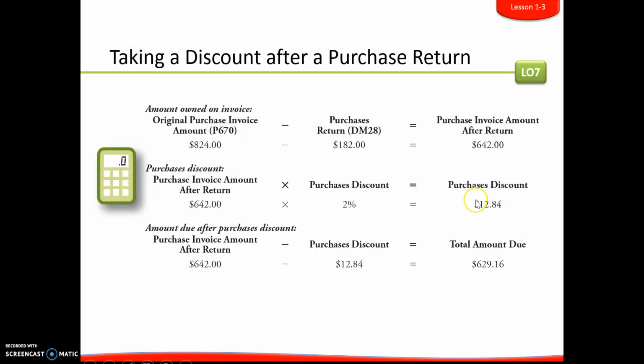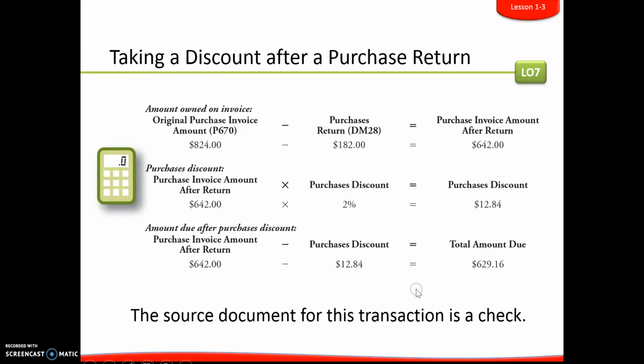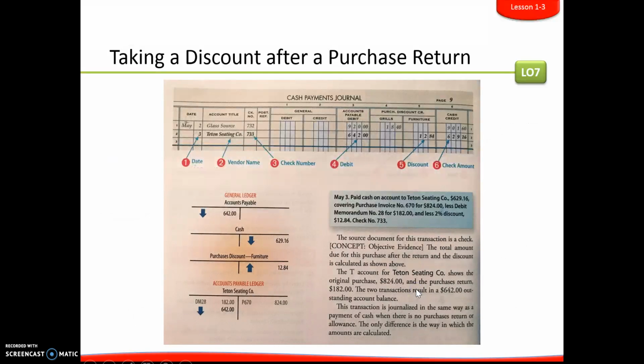So here's an example. We owed them an amount of $824, but we made a purchase return of $182. So that means that our amount that we owe them is $642. After that $642, we take our 2% discount, which is $12.84. And so the total amount that we actually end up paying is $629.16. If we hadn't remembered that we had done a purchases return, we would have taken $824 times the 2%. We would have had an inaccurate number.